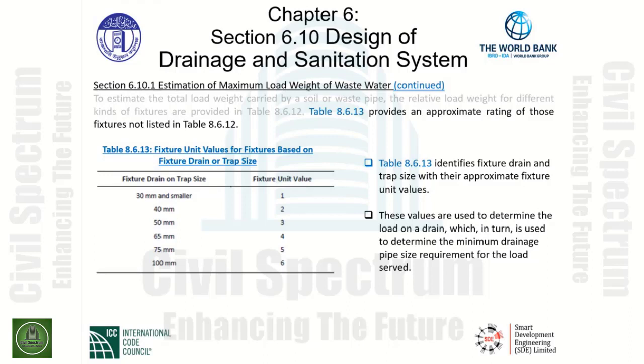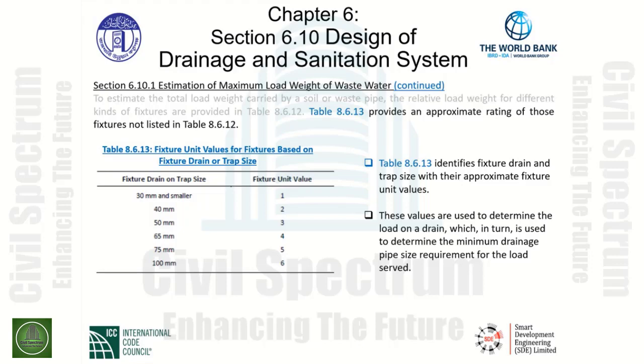The next table that is indicated in section 6.10.1 is table 8.6.13. Table 8.6.13 is titled Fixture Unit Values for Fixtures Based on Fixture Drain or Trap Size. Now this table identifies fixture drain and trap sizes with their approximate fixture unit values.